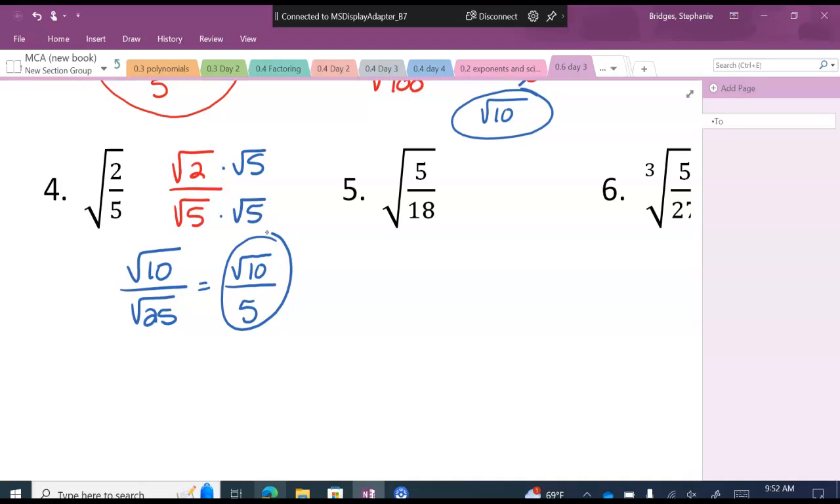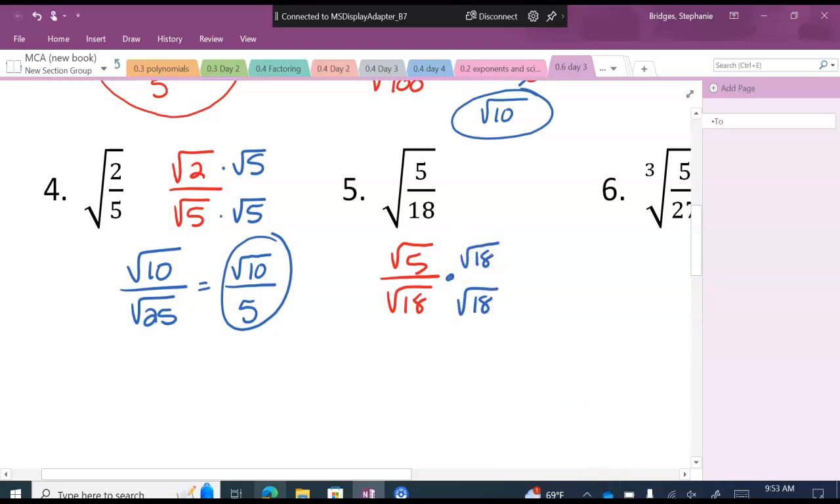All right, now, number 5, we can actually do 2 different ways. I'm going to show you both. Okay, again, we have the square root of 5 over the square root of 18. I want to, by a show of hands, raise your hands. How many of you multiplied by the square root of 18? Okay, so I'm going to do that way first, and then I'm going to show you a different way.